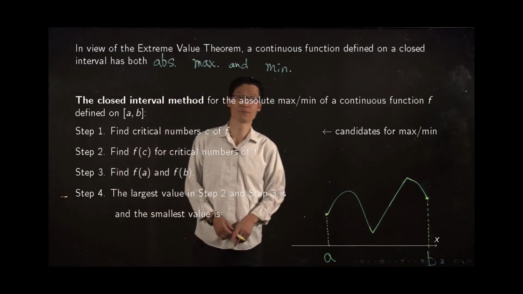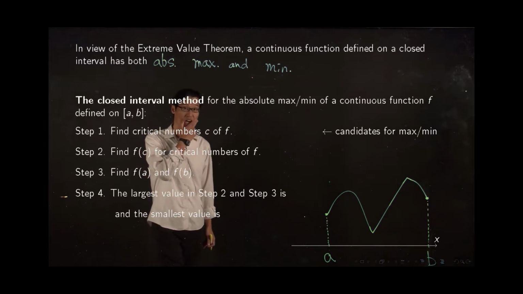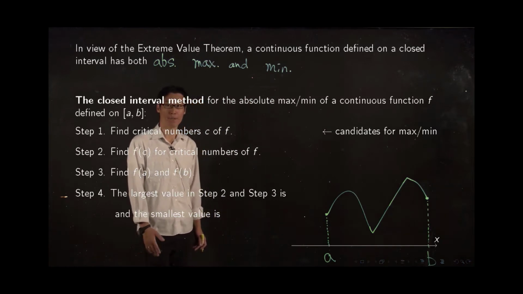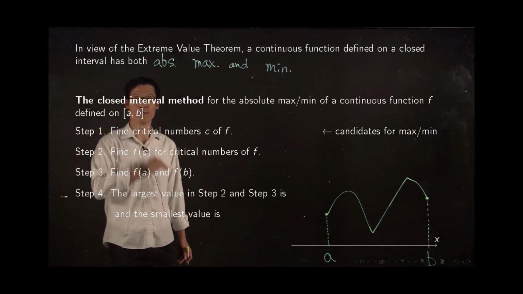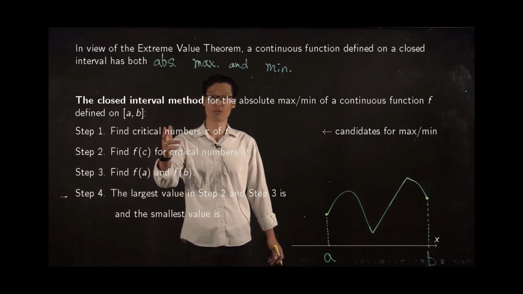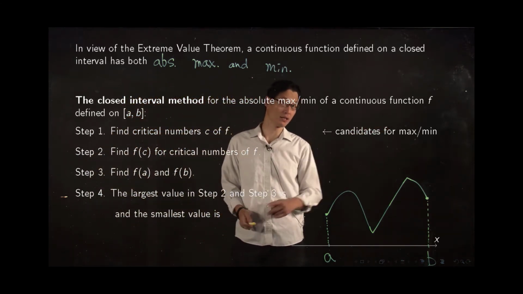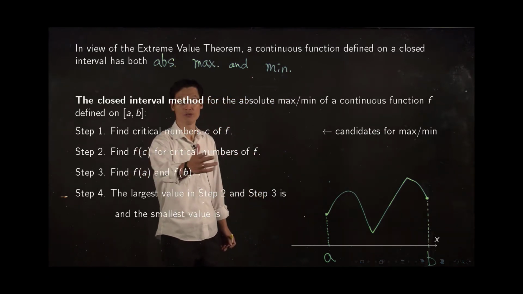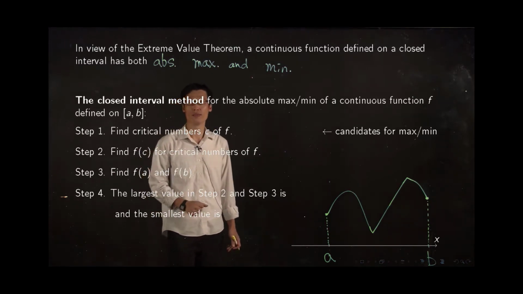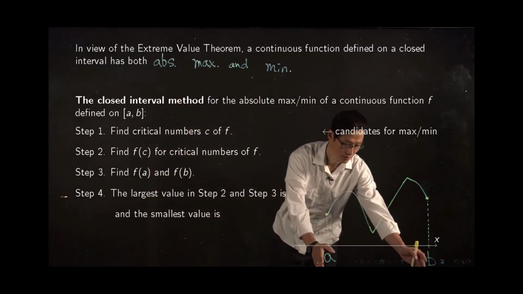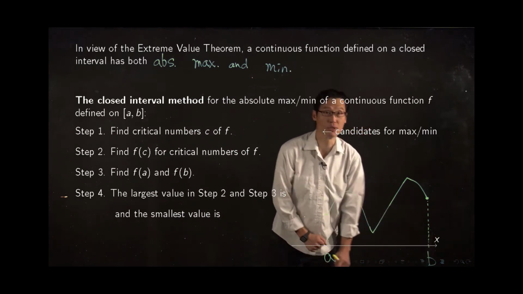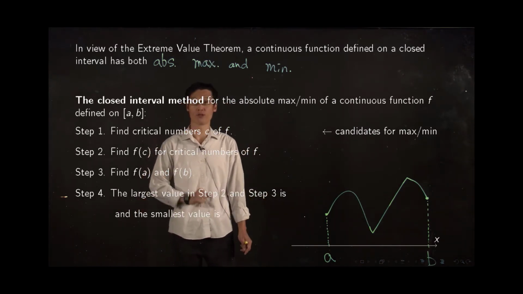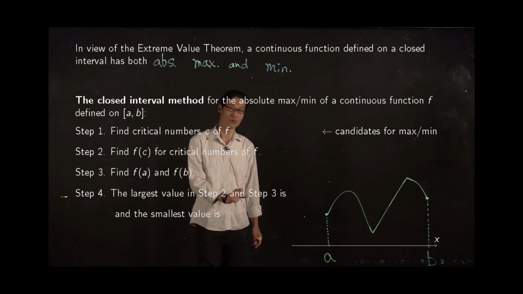on a closed interval. The first step, you want to find some candidates for extreme values. One good candidate is a critical number. So in step 1, you find critical numbers. Those numbers c will be candidates of absolute maximum and minimum. In step 2, you evaluate f of c for the critical numbers that you found in step 1. You also compare function values f of a and f of b. And in the last step, you choose the largest value for absolute maximum, and the smallest value for absolute minimum.